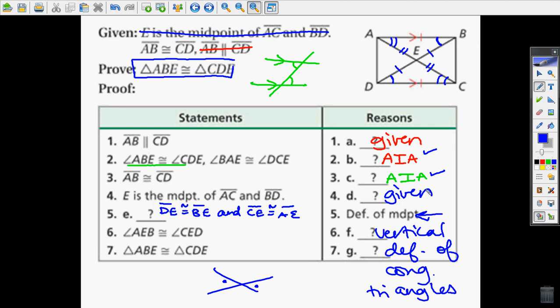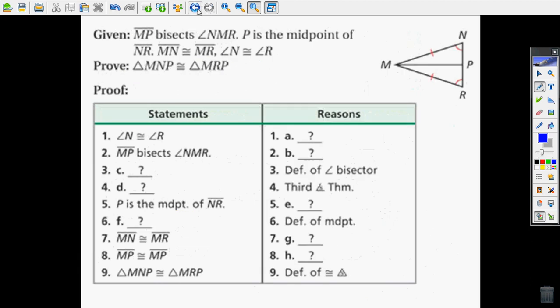But again, we could have stopped a little bit earlier, or we could have gone about it a different way just to show that they're congruent. You had a lot of options here with this one. All right, so let's do another one.